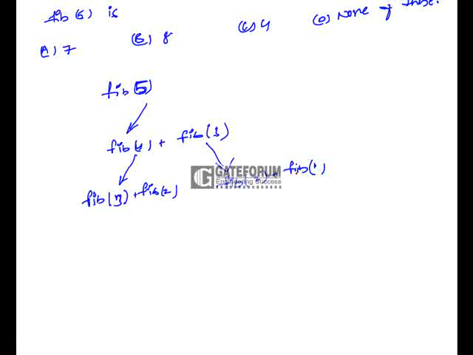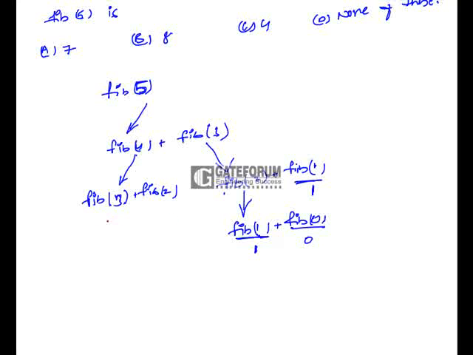Fibonacci of 1 is 1. Here n is equal to 1. So this will return 1. And here also n is greater than 1. So here this is equal to Fibonacci of n minus 1, Fibonacci of 1 plus Fibonacci of 0. It is given that Fibonacci of n is equal to 1 if n is equal to 1. It is equal to 0 if n is equal to 0. So this will return 1 and this will return 0.